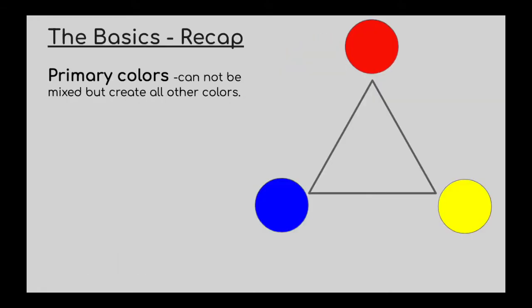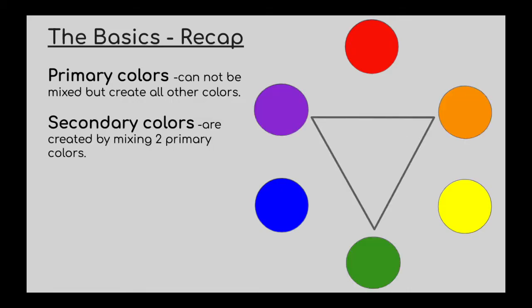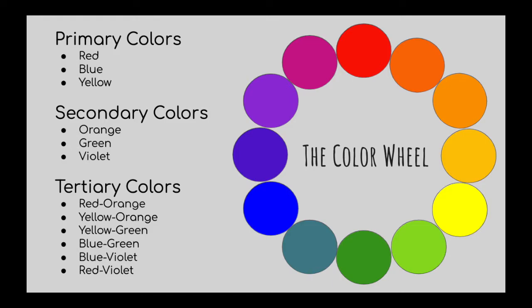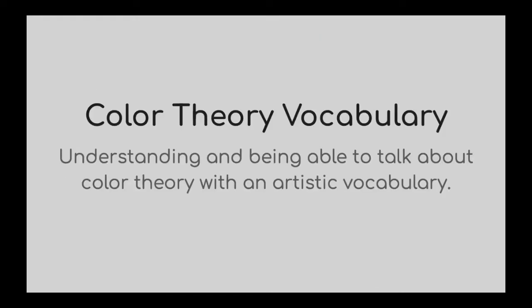Let's do a quick review of the basics. Your primary colors cannot be mixed, but create all other colors. Secondary colors are created by mixing two primary colors, and tertiary colors are created by mixing a primary and a secondary color together. Now that we have reviewed the basics of the color wheel, let's move on and learn a little bit about color theory vocabulary.